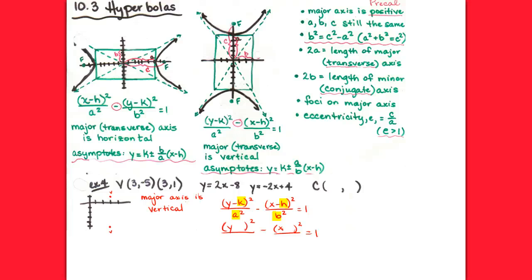So I'm going to copy the equation from up above, and again, I just need 3 things. I need H, K, which is my center, and I need A and B, and I'm finished. All right, so if I go halfway in between my 2 vertices, where am I?